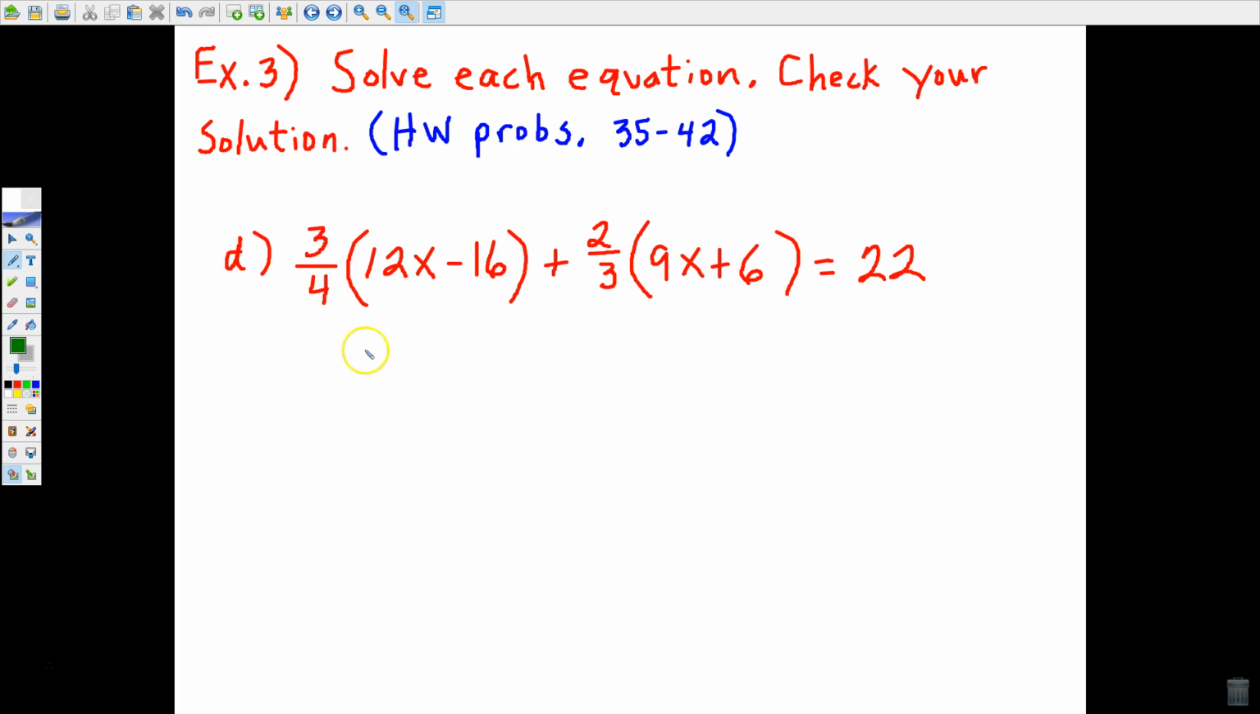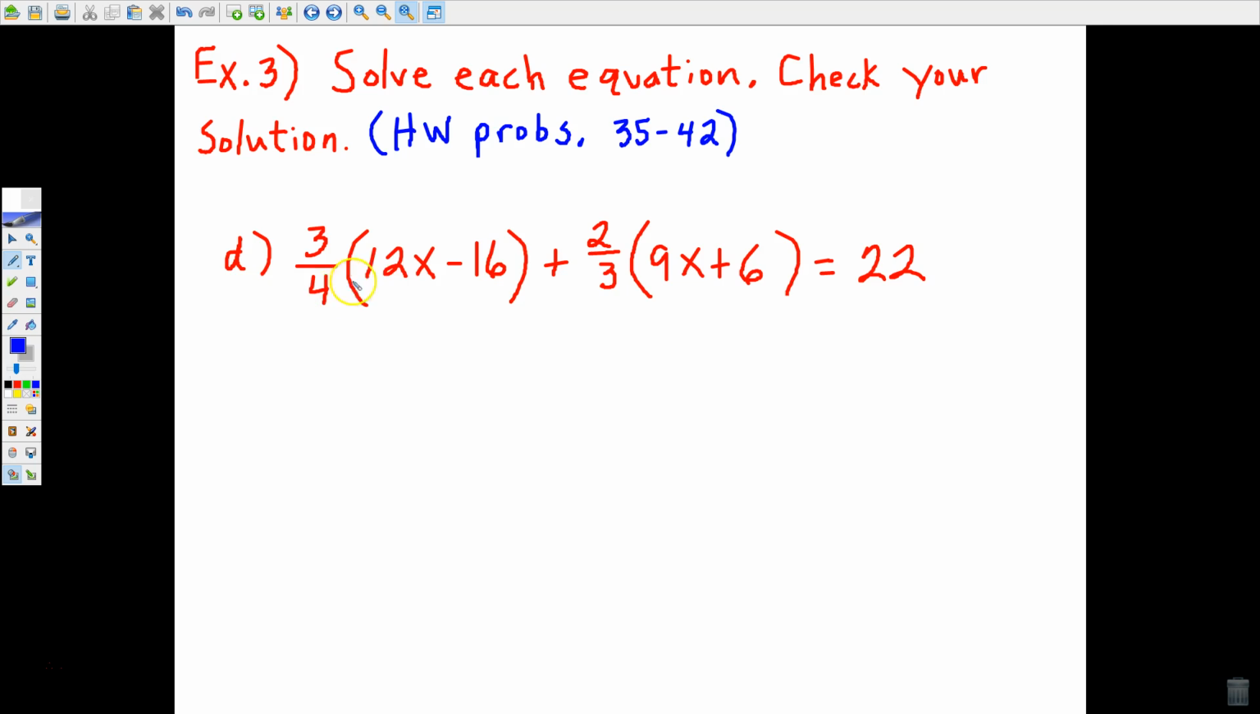This one involves fractions, so this one should be fun. Notice I've got the distributive property, just like we had on the previous example. Got to do the distributive property first. So some people struggle with fractions a little bit. That's why I wanted to do this example. There's a couple of ways to think about this. Let me just throw this at you and see if it makes sense.